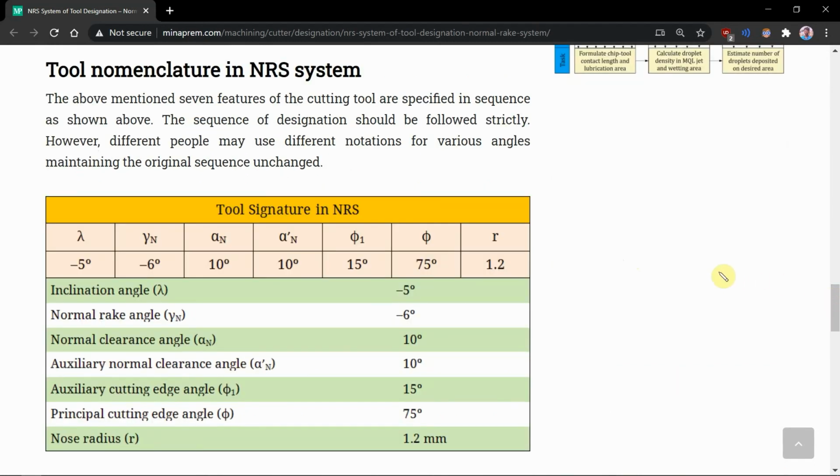Let's look at the nomenclature and the sequence in which we will represent these angles. First we will write the inclination angle, and then the normal rake angle, and then the normal clearance angle, and then the auxiliary normal clearance angle, the auxiliary cutting edge angle, the principal cutting edge angle, and the nose radius. In this sequence you have to represent the parameters of a tool in an NRS system.